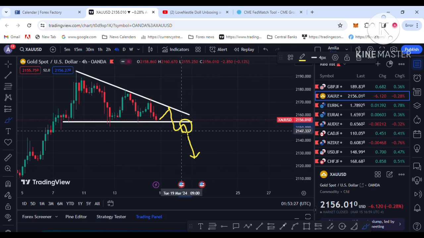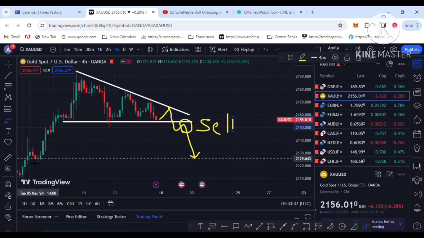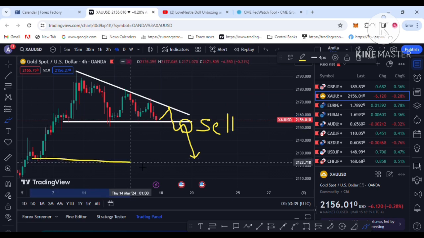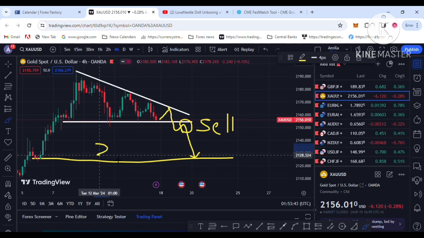You have a sell opportunity on gold again. This is the retest area, the 2150 area, a sell opportunity. Wait for the breakout of this triangle and the retest, then you have a sell opportunity. My target is 2125. FOMC meetings will be held next week.